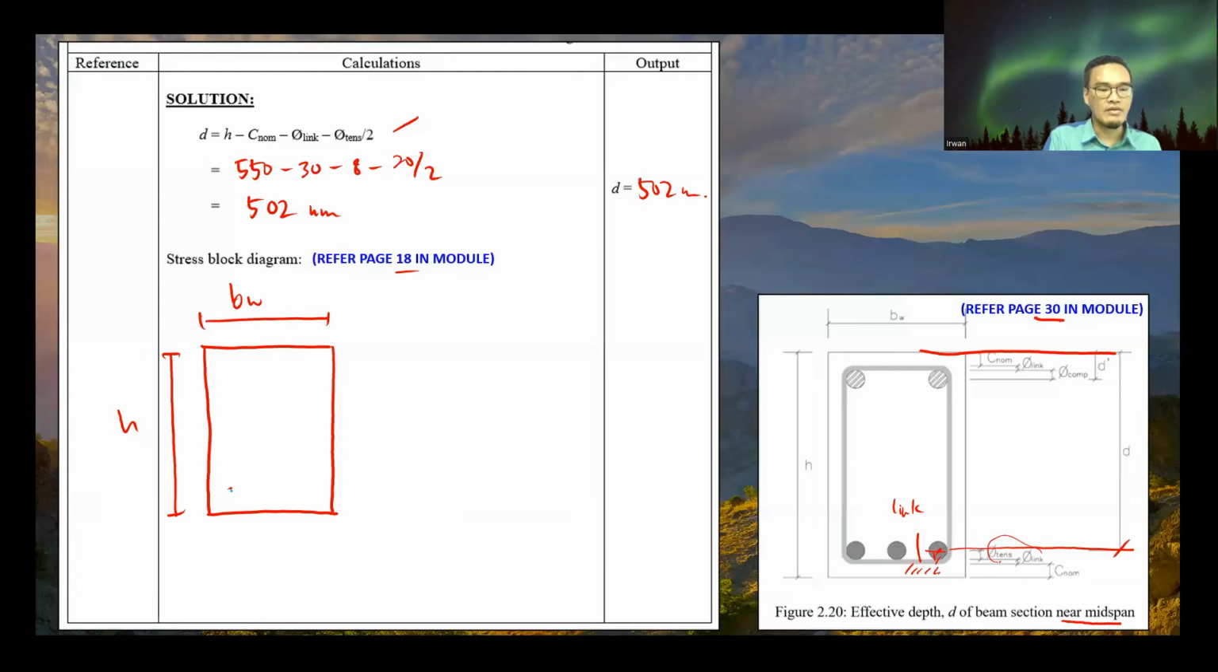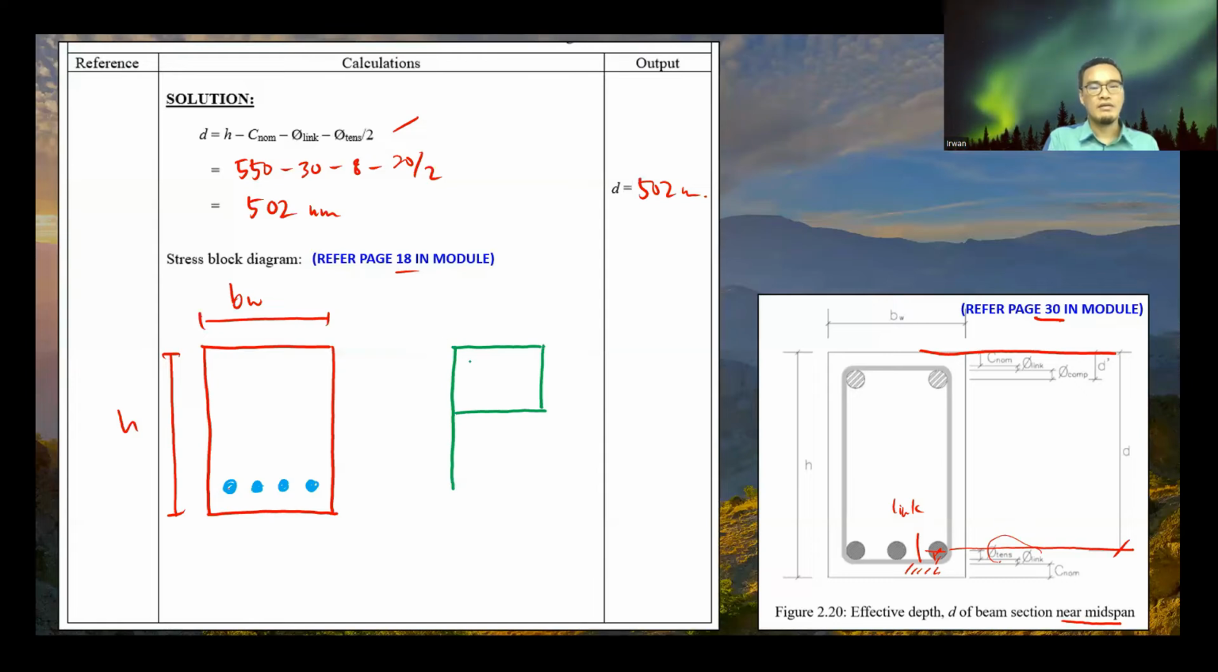Okay, this is your number of steel bars, 4 numbers at the bottom. You can neglect the link, you don't have to waste your time. For the stress block, you simply write down the final result. The final result is like this one. This is your stress block, and then this is your compression.